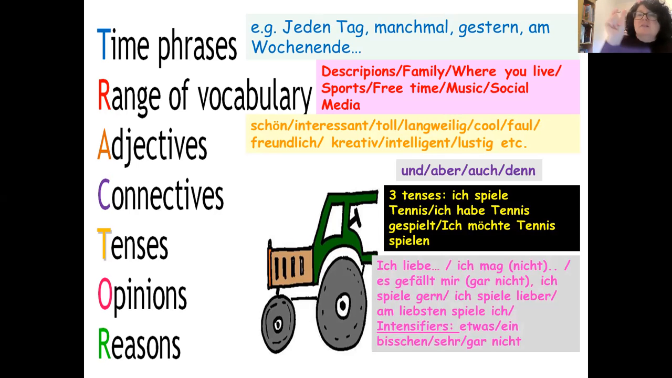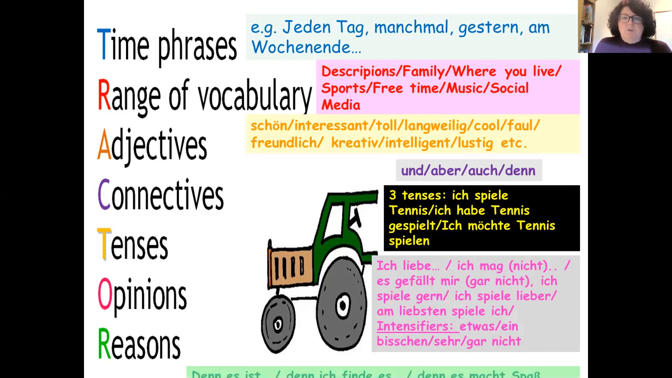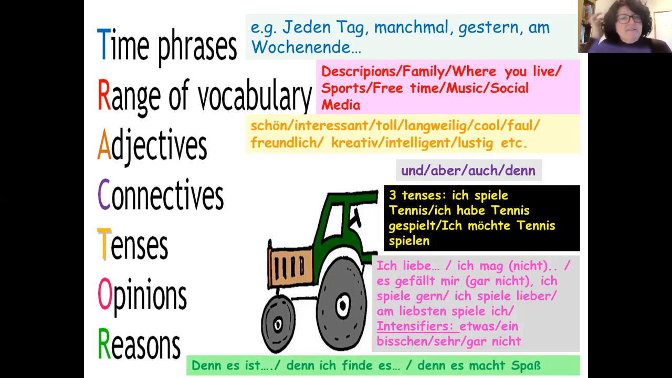When we have am liebsten, then we have our verb next and then our pronoun. And intensifiers: ich finde Tennis etwas oder ein bisschen langweilig. Es ist sehr langweilig. Es ist etwas interessant. Es gefällt mir gar nicht. Okay? And our reasons, denn es ist langweilig.